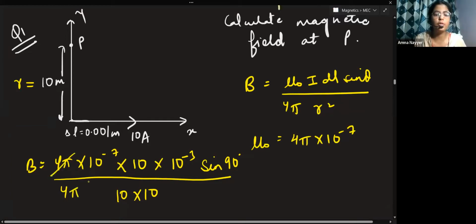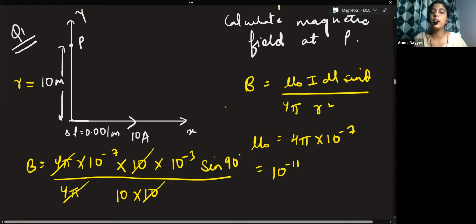See, 4 pi gets cancelled. This 10 gets cancelled. 10 to the power minus 7 times 10 to the power minus 3 becomes 10 to the power minus 10. And when this 10 goes to the numerator, this becomes 10 to the power minus 11.